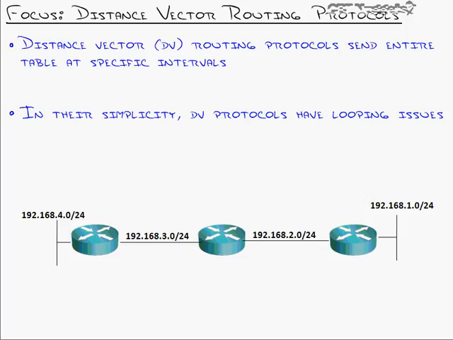So you have to have Cisco routers everywhere to support that protocol. Let's first focus on distance vector routing protocols in their simplicity and in such a way that we can see some of the weaknesses that were not exposed in ICND2. Distance vector routing protocols by nature send their entire routing table at specific intervals. The one protocol that's left, which is RIP, sends its entire routing table once every 30 seconds.